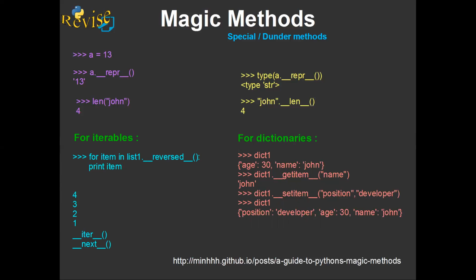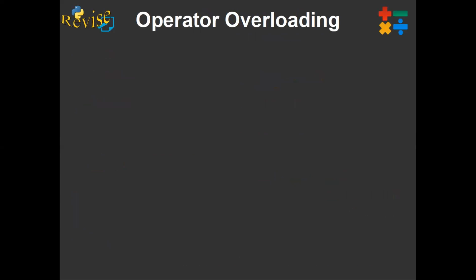There is so much documentation available, but this is the best one I think you can use to check out magic methods. Now we'll check operator overloading. Magic methods help us in overloading operators.